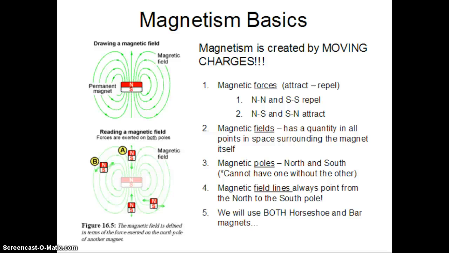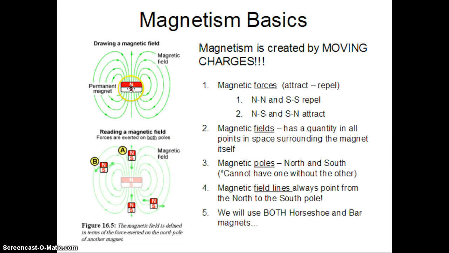This topic is going to be on magnetism, and we're going to look at the basics of what magnetism is. It's important to realize that magnetism is created by moving charges. When we look at magnetic forces, we can talk about the attraction and repulsion forces. Like poles of a magnet will repel, and opposites will attract, much like what we learned from electrons and protons. Magnetic fields are the quantity in all points in space surrounding the magnet.